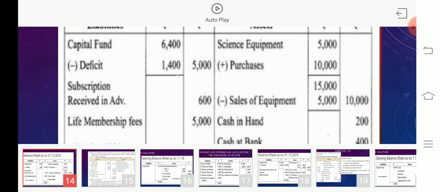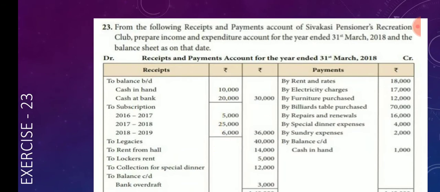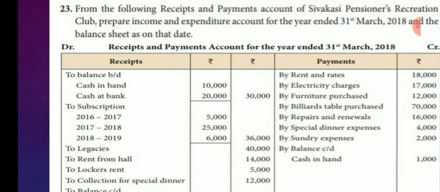Next, question number 23. From the following receipts and payments account of the Sivakasi Pensioners Recreation Club, prepare the income and expenditure account for the year ended 31st March 2018 and the balance sheet as on that date. Receipts and payments account for the year ended 31st March 2018.